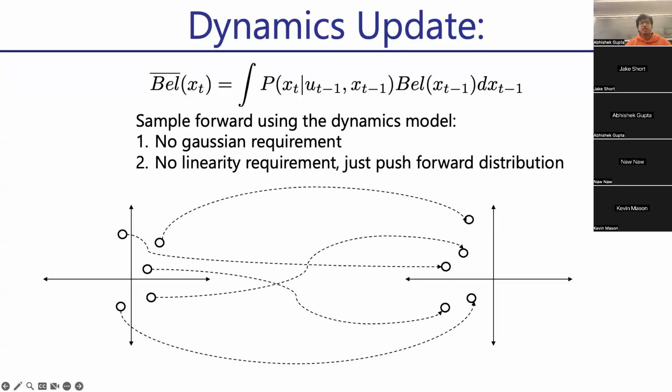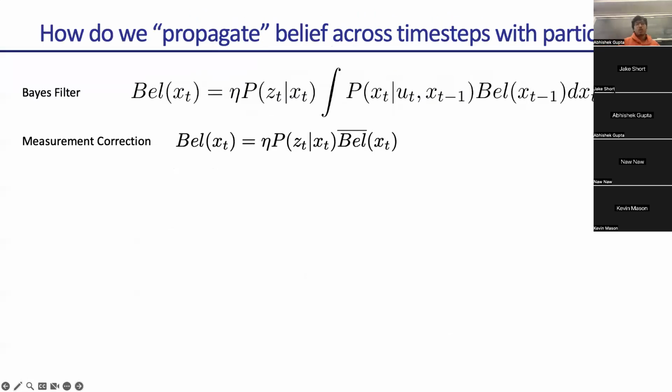Okay, so your dynamics update: no Gaussian, no linear, just push forward. Those are your previous particles. You stick them through your black box function, it gives you some new particles, and you're done. So we've solved our linear and Gaussian problem for the case of the dynamics function. Are we going to follow that? Simple, right?